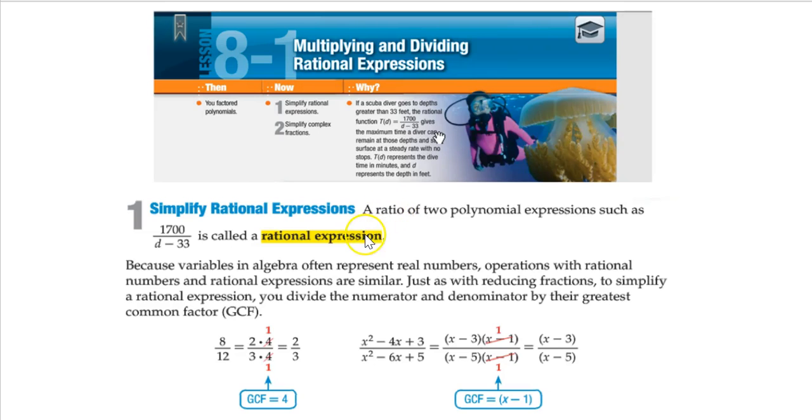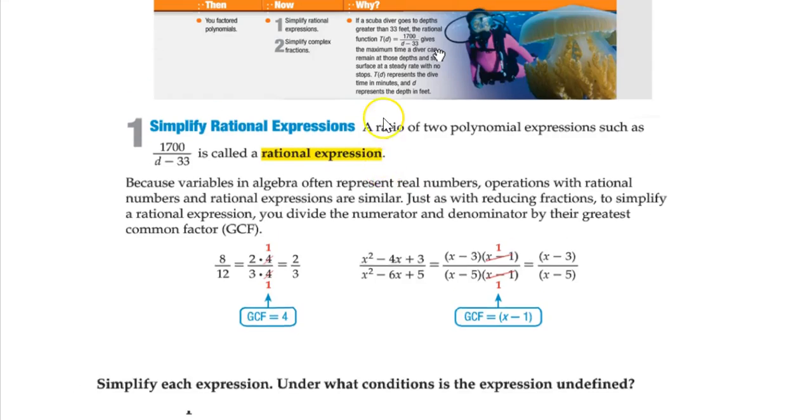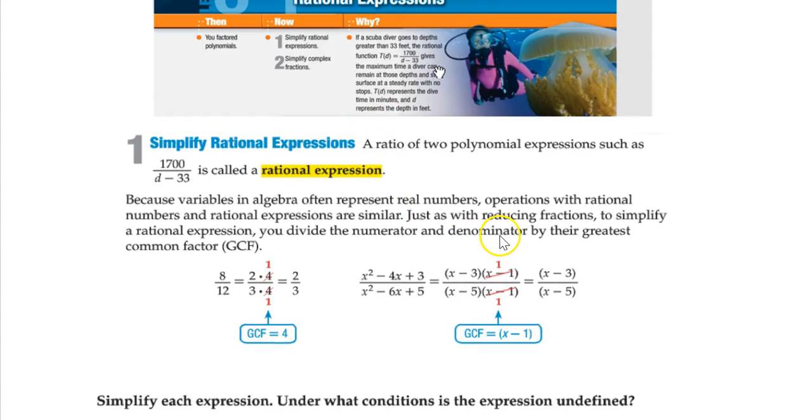A1, multiplying and dividing rational expressions. So by the end of this lesson, our goal is to be able to simplify rational expressions and simplify complex fractions. So what a rational expression is, and all it is, is one polynomial divided by another polynomial.